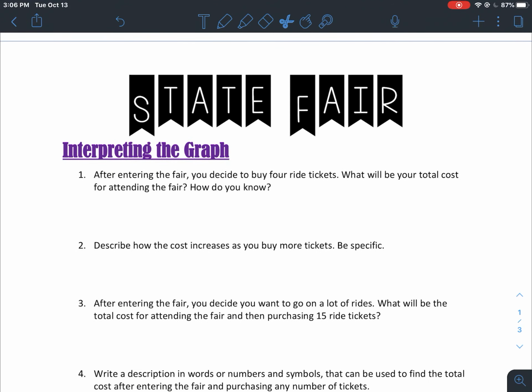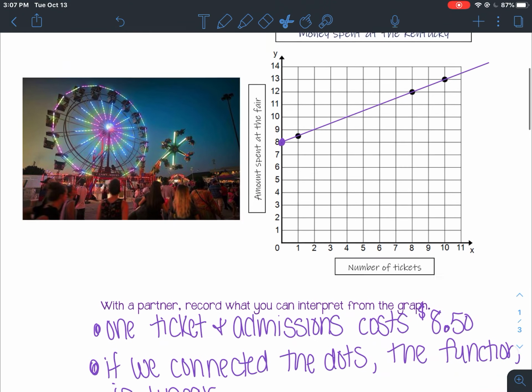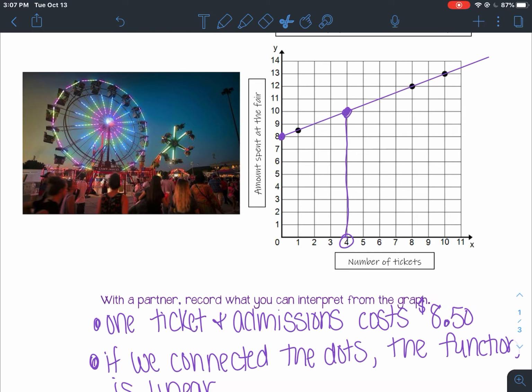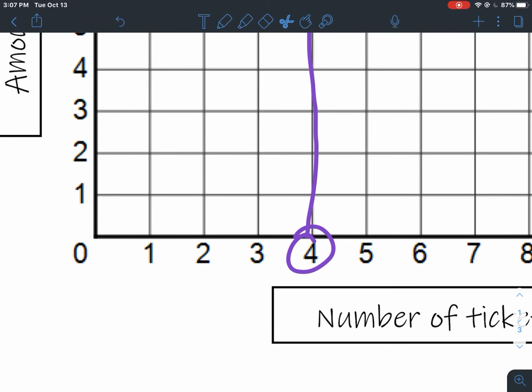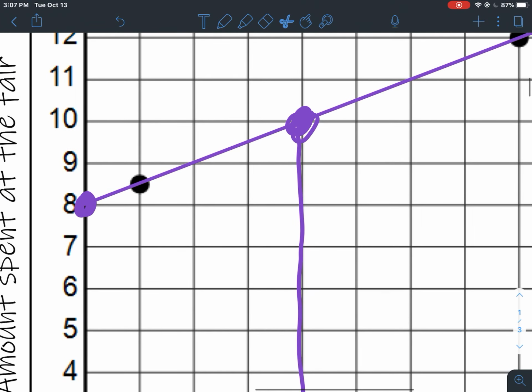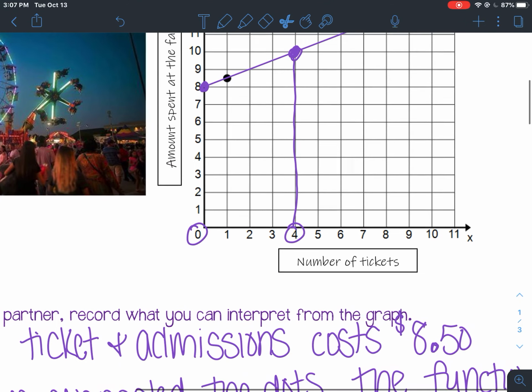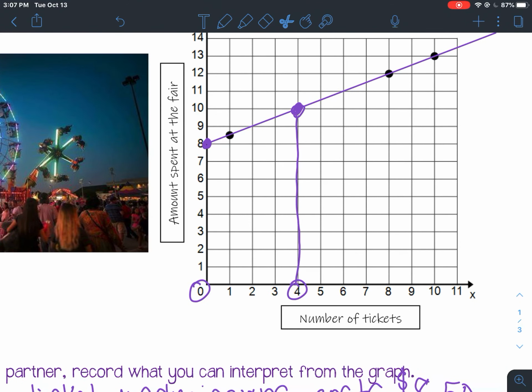So then for this first one, after entering the fair, you decide to buy 4 ride tickets. What will your total cost be for attending the fair, and how do you know? So I could do this 2 different ways. So I can look at my graph, and since I drew the line in, I'm going to go to number of tickets. I bought 4 tickets. Okay, so what does that mean? That means that it's going to cost me $10 to enter through the main gate and buy those 4 tickets.